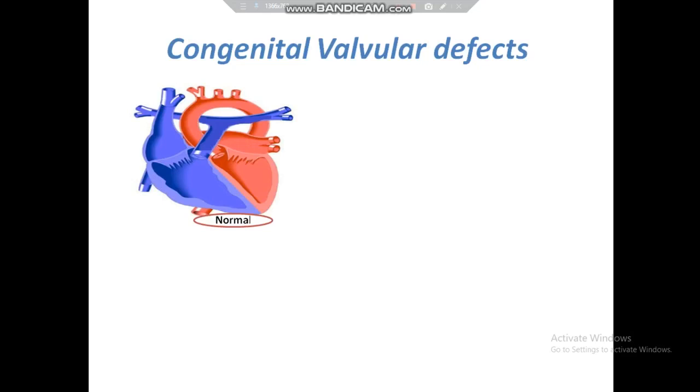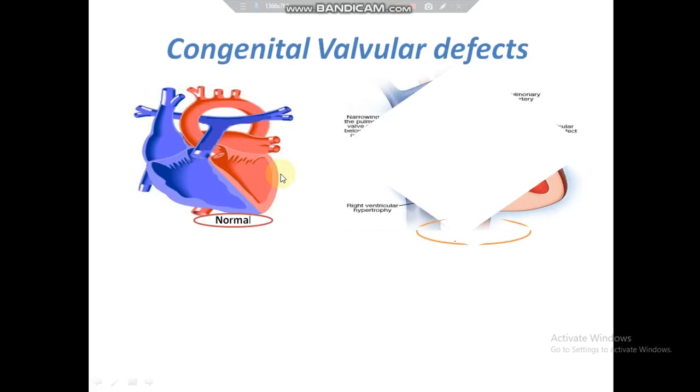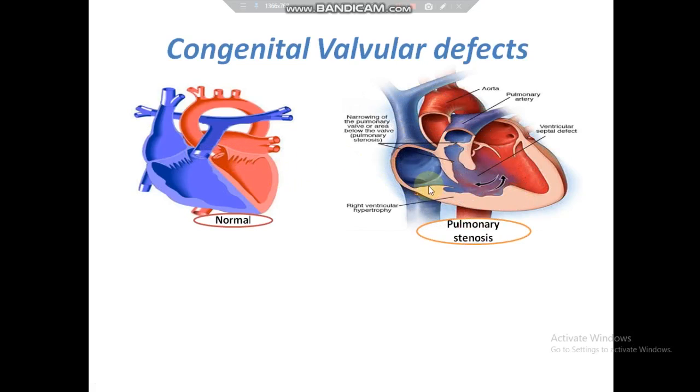So for example, we can see here we have the normal valves. See, this is the tricuspid valve. Here we have the mitral valve. Here we have the semilunar valves. Now we can see here we have pulmonary stenosis. This is one condition. Here there is narrowing of the pulmonary valve.